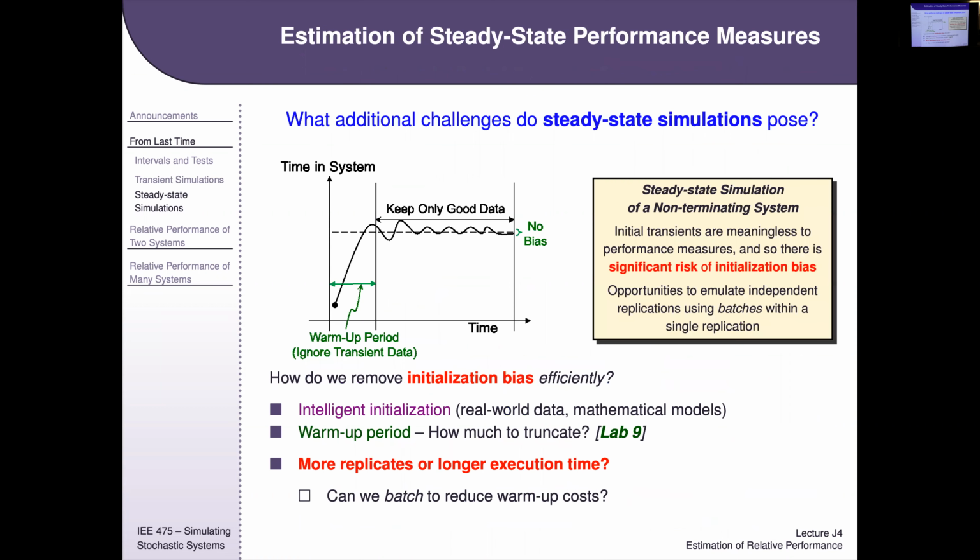Okay. All right, so then steady state simulations pose additional challenges that have to do with this bias. You've got this initial period that you don't care about, and if you accidentally include it, it's going to bias your steady state estimates. And so we can do intelligent initialization, where we don't initialize everything at 0. We initialize them at something non-zero that's closer to the likely steady state. We do a warm-up period, so we choose a certain amount of data to throw away.